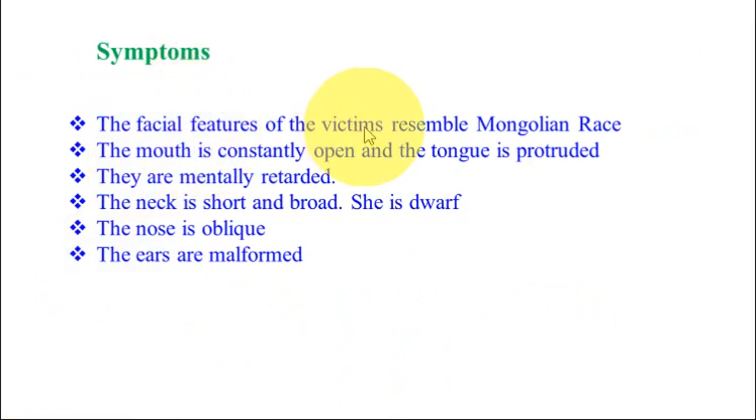Symptoms: the facial features of these victims resemble the Mongolian race. The mouth is constantly open and the tongue is protruded. They are mentally retarded. The neck is short and broad. They are dwarf. The nose is oblique. The ears are malformed.